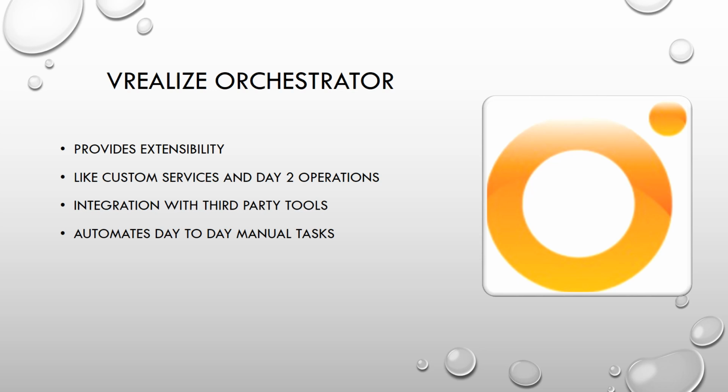The third virtual appliance component is the vRealize Orchestrator. To understand what is the purpose of vRO, we need to keep in mind that vRA is a very capable tool that provides a lot of out-of-the-box capabilities. But it can't achieve everything on its own. If we want to provide custom services or day-2 operations to the end user, or achieve integration with third-party tools, and let's say to automate day-to-day manual tasks, we are going to need vRealize Orchestrator's extensibility capabilities.